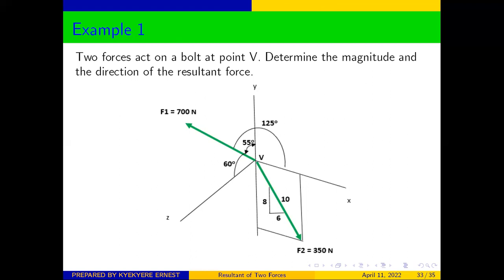So we have two forces, F1 and F2. And looking at the axis, we have three axes: the X, the Y, and the Z. And we are asked to determine the resultant of the force. The resultant of the force will have both magnitude and direction. Let's look at how to solve that quickly.